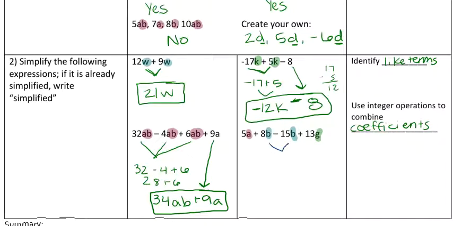So I'm thinking of the coefficients 8 minus 15. I'm going to change it to adding the opposite. So I'm going to have 8, change the subtracting to adding, and the opposite of a positive 15 would be a negative 15. So now they're different signs, so I subtract. 15 minus 8, I know that's 7. And I have 8 positives and 15 negatives, so more negatives. So negative 7b. And then I carry down the other parts. That's really important. So I still have 5a plus negative 7b plus 13g.